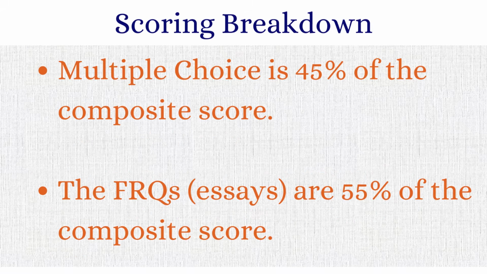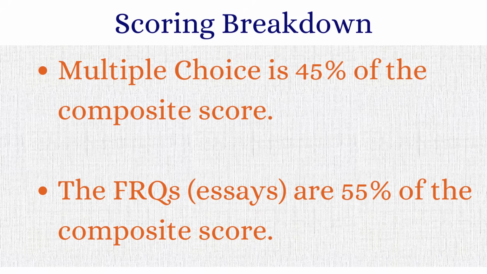Now let's talk about scoring. When you receive your exam scores, you're going to get something called a composite score. This is going to be a number between 1 and 5. Typically, students want to aim for at least a 3, as this is considered a qualifying score. However, it's important to realize that different colleges have different expectations as far as what they will consider for credit if they're looking at your AP scores.